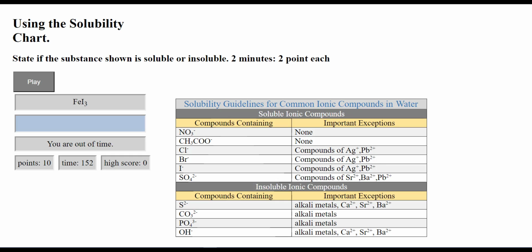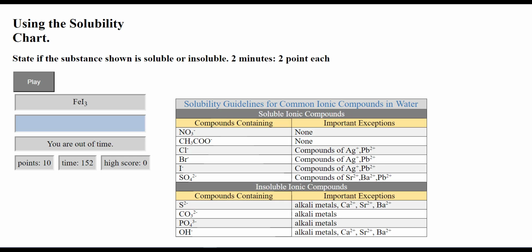Hi, welcome to tutorial 4.2 part 1. This is on reading the solubility chart. So in class we talked about why certain ionic compounds are soluble and why some of them are not. And here all we're trying to do is just keep track of that information.